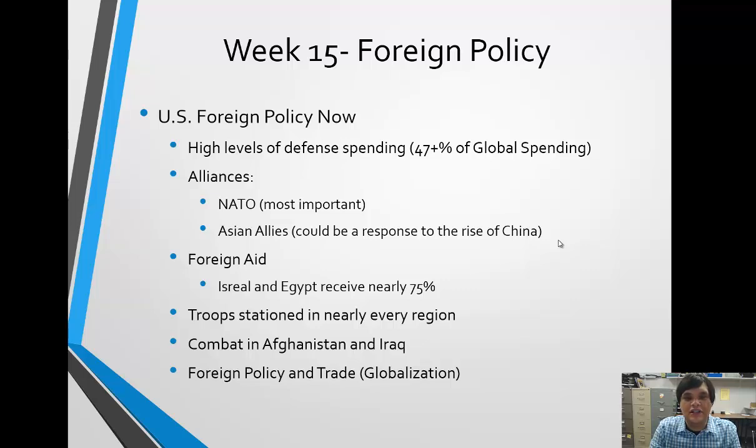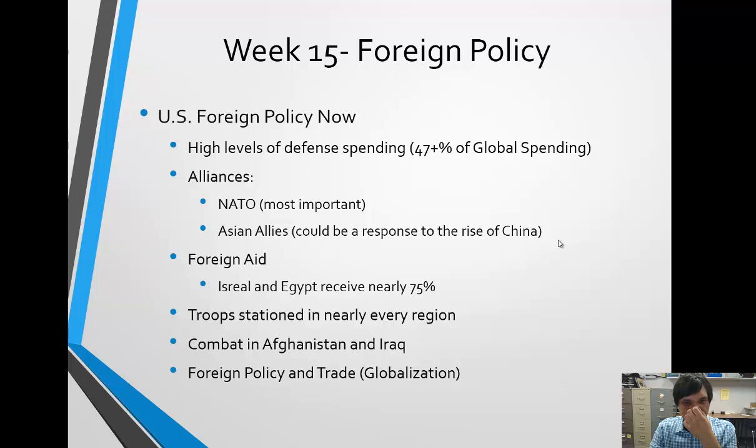U.S. foreign policy involves a certain number of alliances. We have NATO, which is absolutely the most important, the North Atlantic Treaty Organization. NATO is our most important alliance because it involves some of our most prestigious and oldest allies. We've also shifted over to Asia. U.S. foreign policy really focuses on Asia now. We have a number of Asian allies, including South Korea and Taiwan, as well as Japan. And our shift, or our focus into Asia, could be a response to the rise of China, although China is typically very friendly with the U.S. as well.